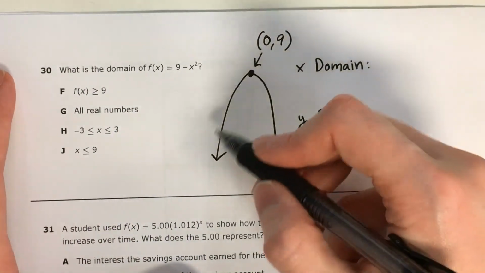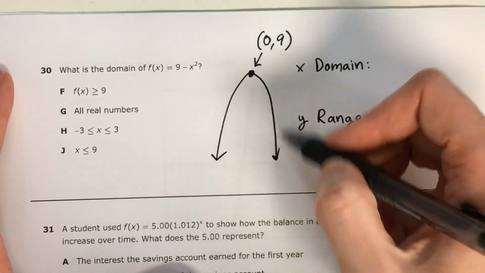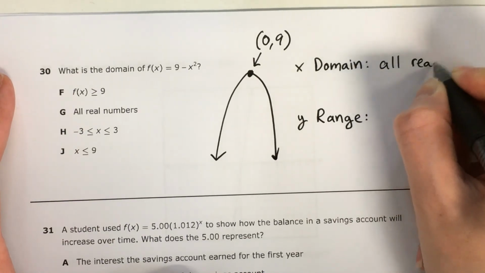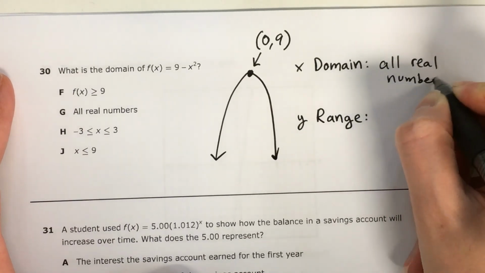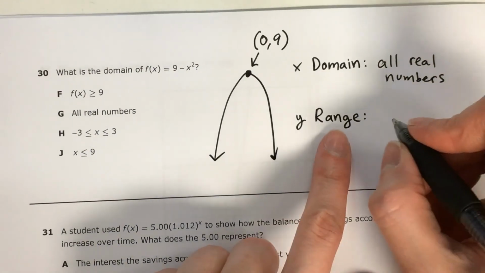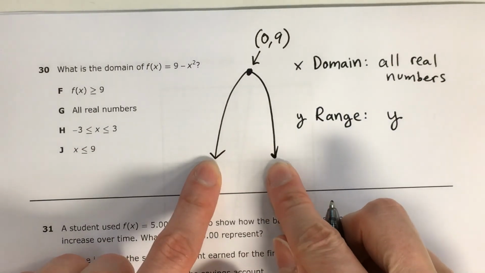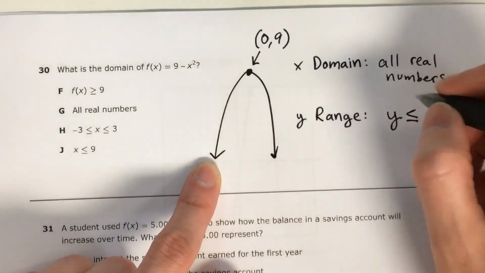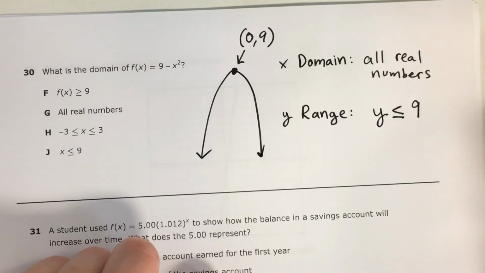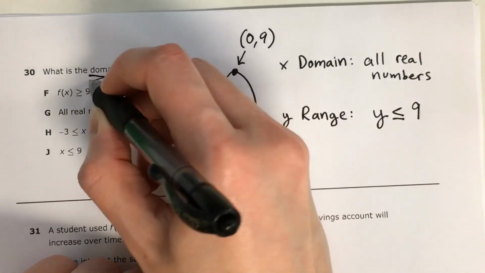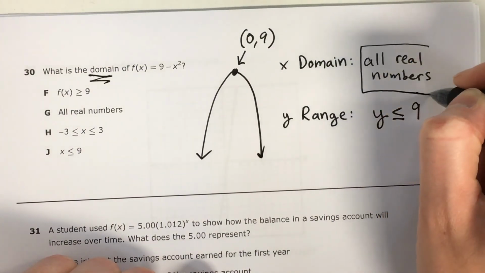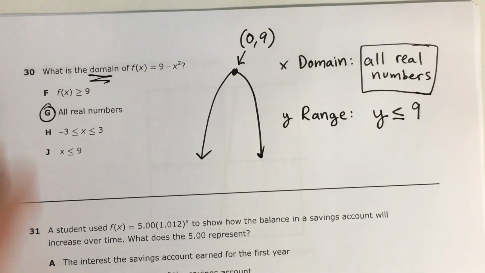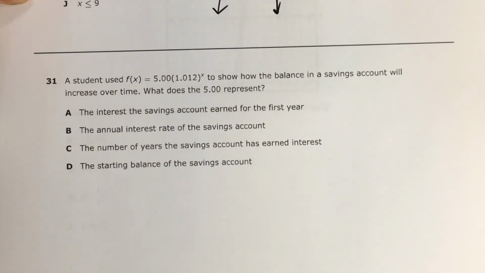For domain, remember for a parabola, if it's a U and it goes down or it goes up, the answer is always all real numbers. And for range, you do y, then you look at the arrows are down, so that means it's less than or equal to, and the y is 9. y is less than or equal to 9, that's the range. But I want the domain, so my answer is all real numbers, G. That was an easy one.